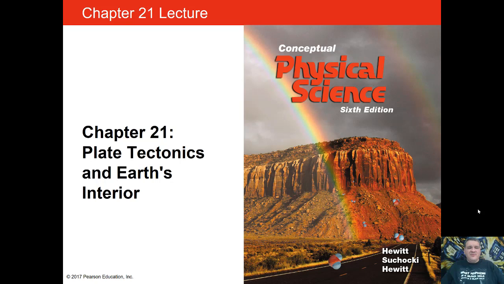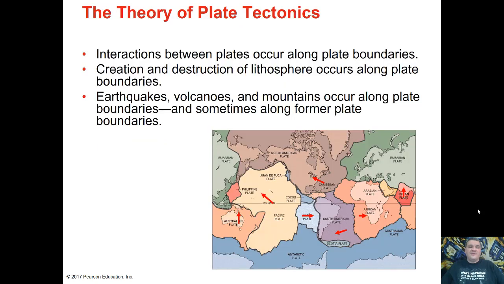Because we have all of these plates moving around, this leads to all sorts of interesting interactions. And so this leads to both the creation and the destruction of the lithosphere at these plate boundaries. This will also lead to earthquakes, volcanoes, and also create mountains along plate boundaries, and also we can find evidence of past plate boundaries because of these same features.